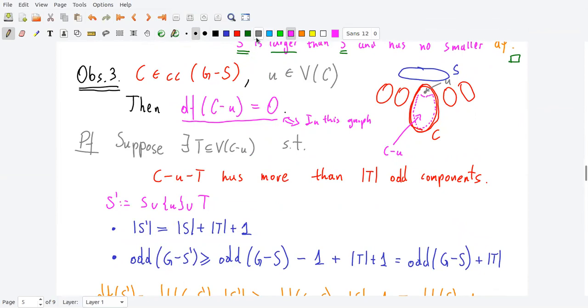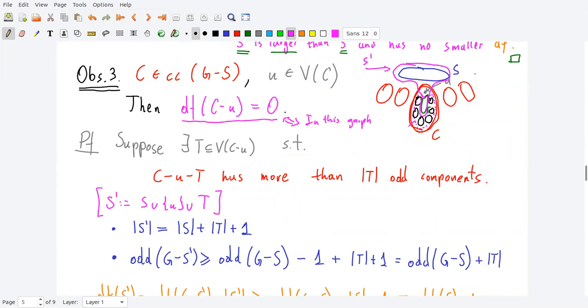Okay. So suppose otherwise, by contradiction. Suppose that here in C minus U we've got some subset of vertices T such that after removal of T, if I break this graph into connected components, I get more odd components than the size of T. So we play the same game. We define a new set S prime, and we try to argue that it would be a better S. And our new S prime is, as you probably should guess, S plus the vertex U plus the set T. So this is S prime.